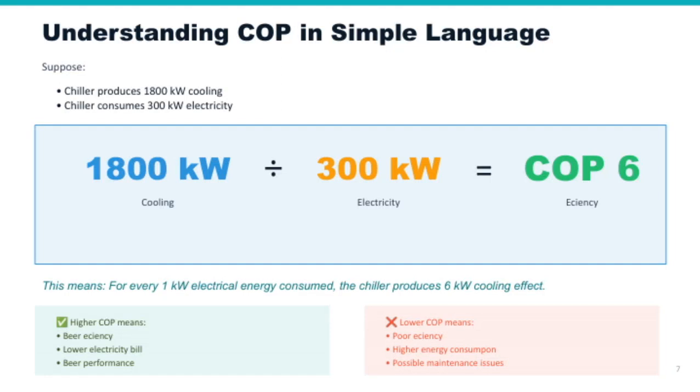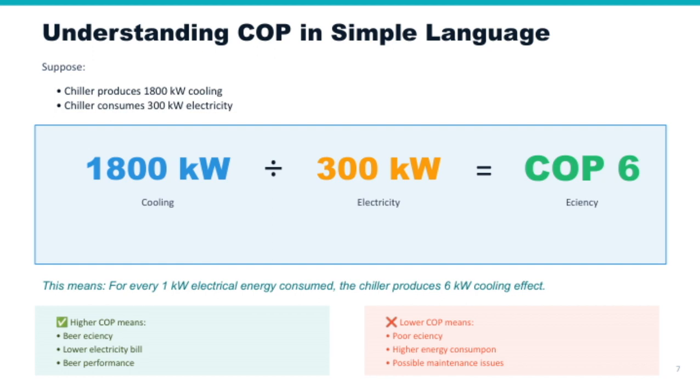Let's break down what COP really means. A lower COP signals poor efficiency. That's more energy wasted, higher bills, and potential maintenance headaches. On the flip side, a higher COP means the system works smarter, better efficiency, lower electricity costs, and stronger performance. For example, if a chiller uses 300 kilowatts of electricity to produce 1,800 kilowatts of cooling, its COP is 6. That means for every unit of energy in, you get 6 units of cooling out.